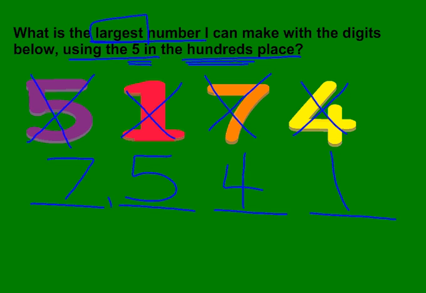In this case, 7,541. This is a fairly easy problem as long as you read it carefully. Find out if they want the largest or the smallest and what place they want the digit, and you'll be just fine.